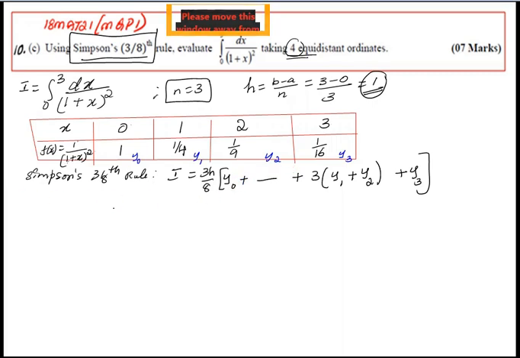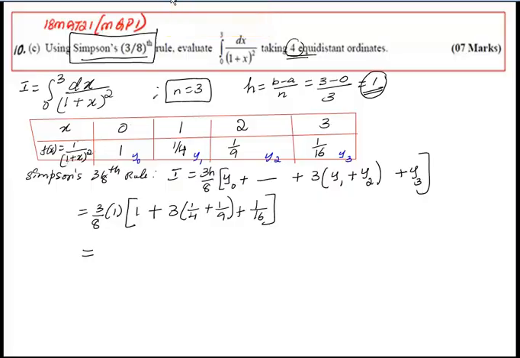Now substitute, that is 3 by 8 times the value of h is 1 into y naught is 1 plus 3 times y1, that is 1 by 4, and y2 is 1 by 9 plus y3, that is 1 by 16. Use your calculator and get the answer. Final answer is 0.8047 for the definite integral I.